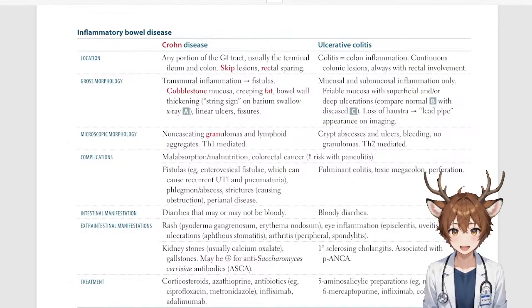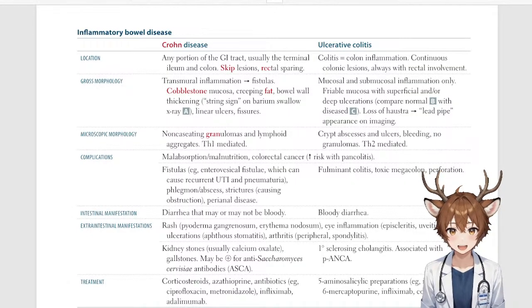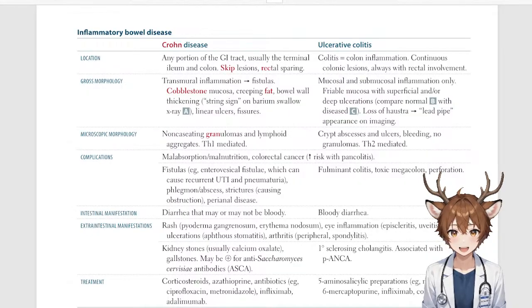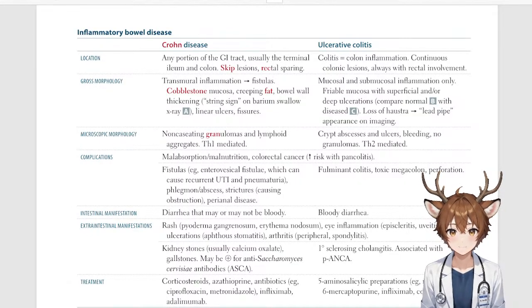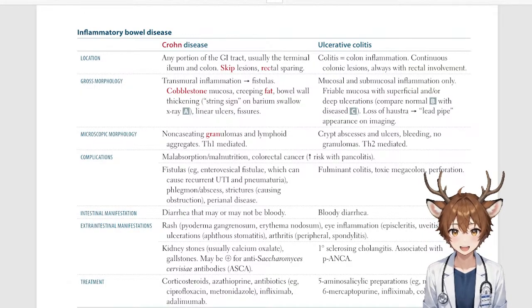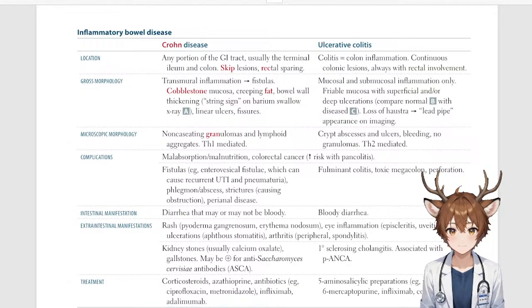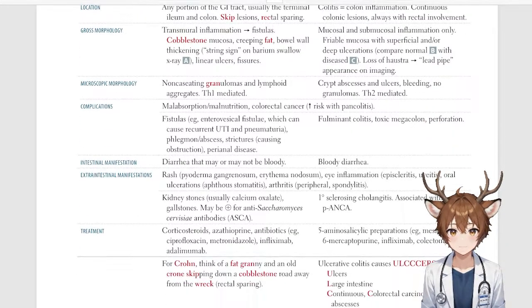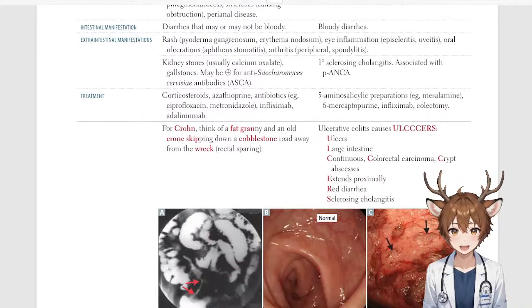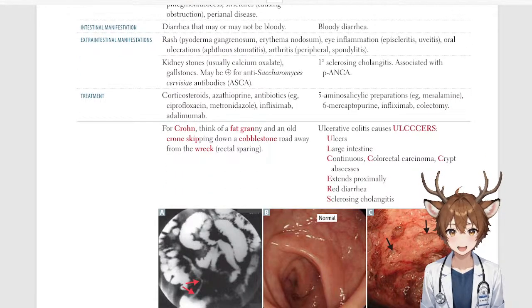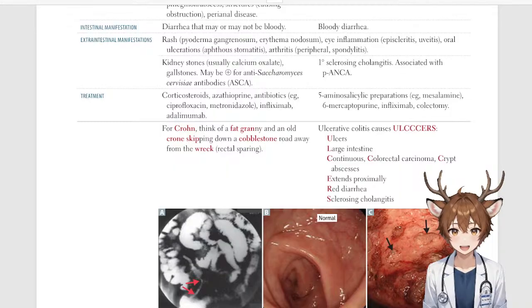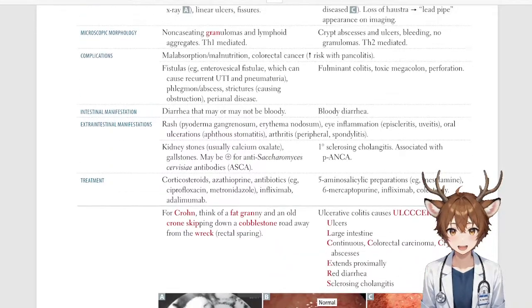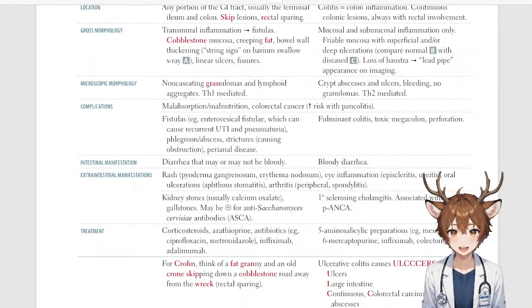So UC, ulcerative colitis, mucosal and submucosal inflammation only. Right, that's important. It's only going to be mucosal and submucosal. It doesn't go beyond that. It's not transmural like Crohn's is. Friable mucosa with superficial and or deep ulcerations. Compare the two, normal versus UC, with the friable mucosa with superficial and or deep ulcerations. Loss of haustra, creating a lead pipe appearance on imaging.